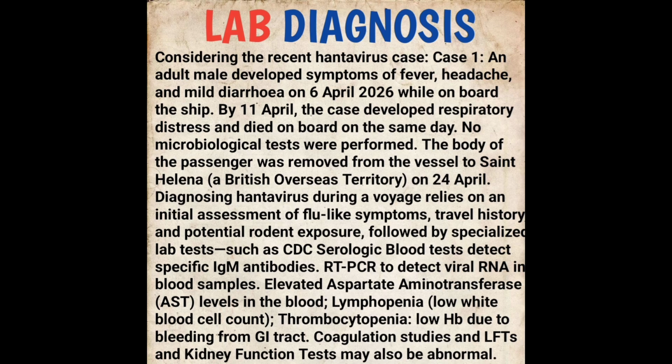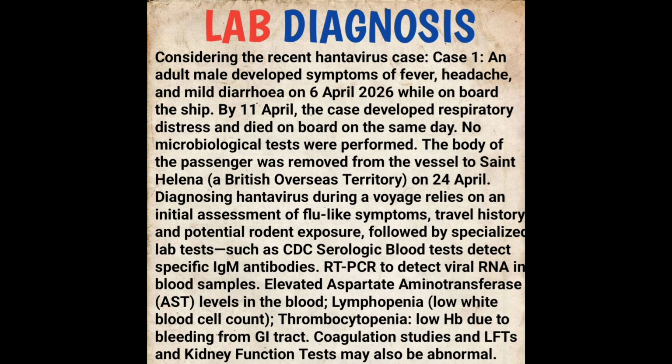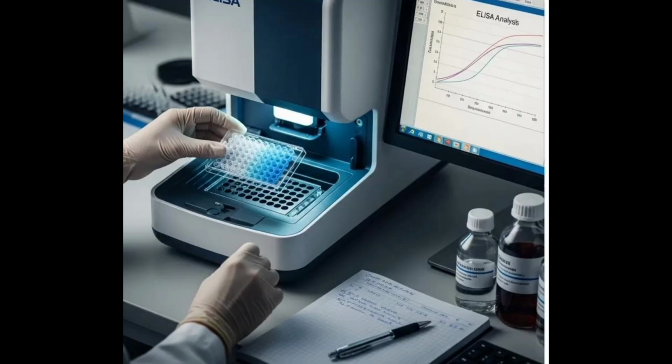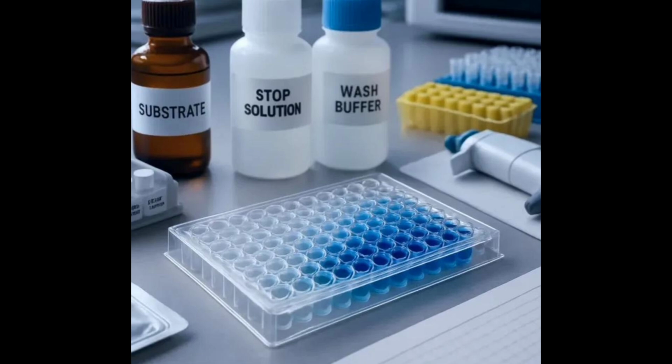hantavirus during a voyage relies on an initial assessment of the flu-like symptoms. So the travel history and potential rodent exposure followed by specialized lab tests such as CDC serologic blood tests that detect specific IgM antibodies. Then the real-time PCR to detect viral RNA in blood samples. So you now find a way, a transport system to send it to the lab on the ground. And that way, this quick diagnosis will be done in the acute stage. The IgM is what is expected during the acute stage of any infection.